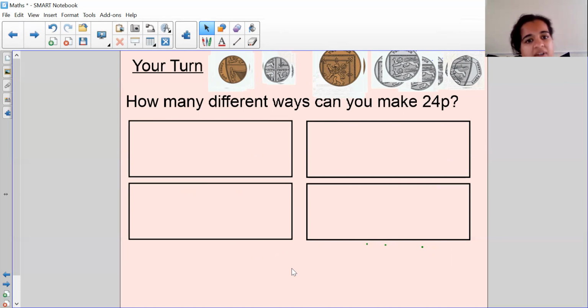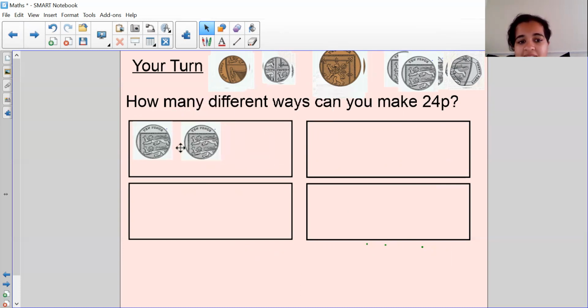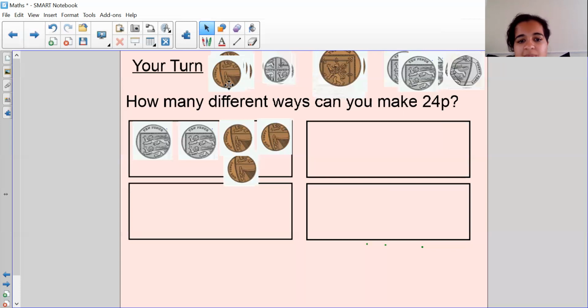And when you've done it, I really want you to check, because there are so many different ways. I can't possibly go over all of them. I will do one though. I could do a 10 and a 10 because 10 plus 10 equals 20. And then I do 21, 22, 23, 24. Okay, that's my first way.